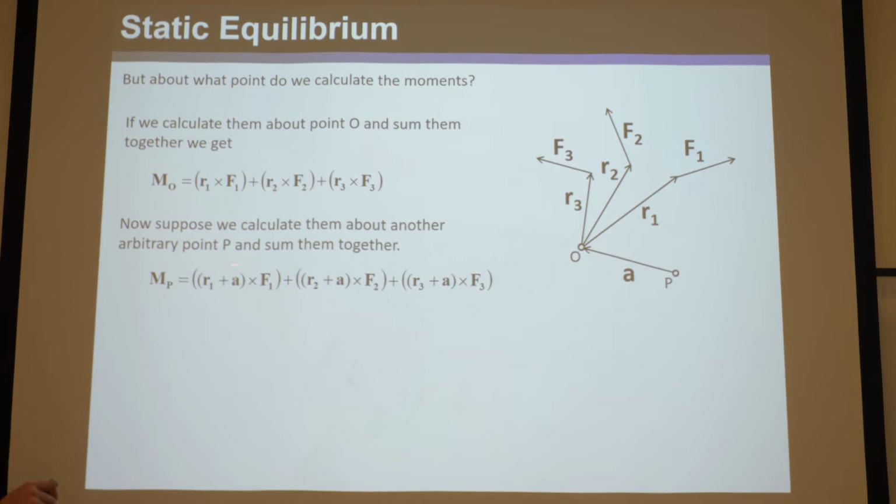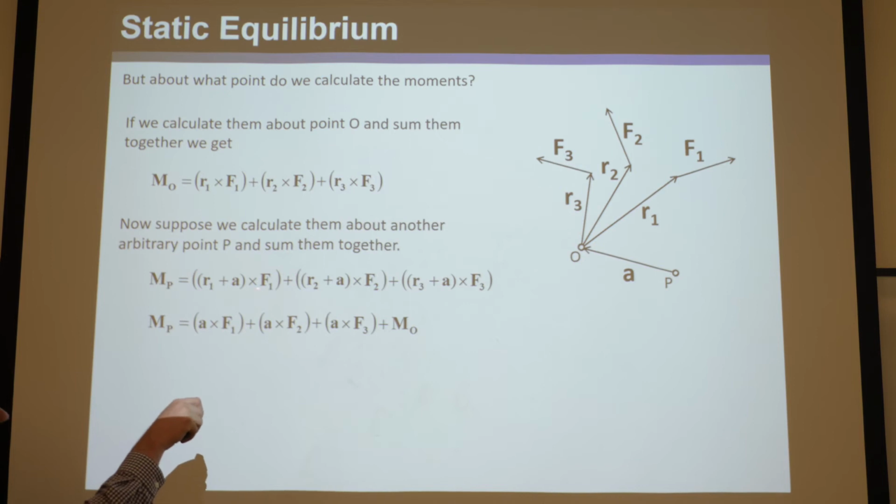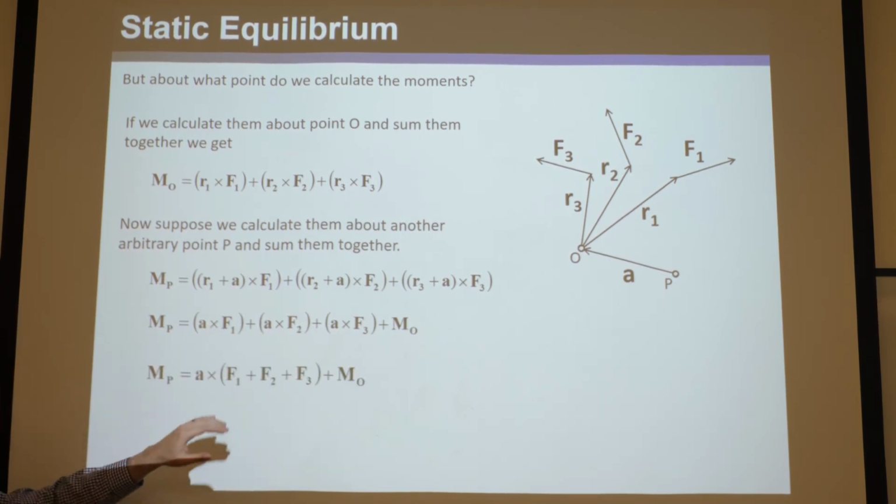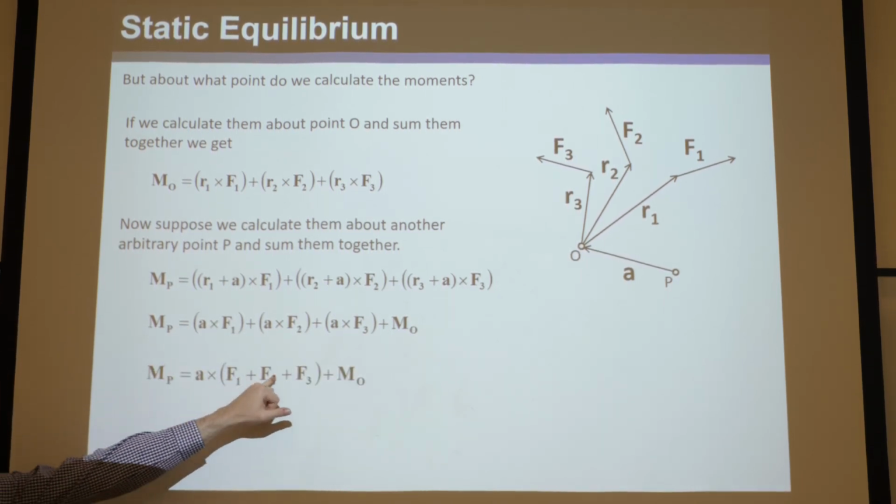Okay, let's distribute these forces. If you distribute all these things, you put these in all there. And of course, if you take R1 cross F1 and R2 cross F2, it's this. So we simplify that into MO, and the only thing that's left is this. Now if we pull the A out, we get something like this.